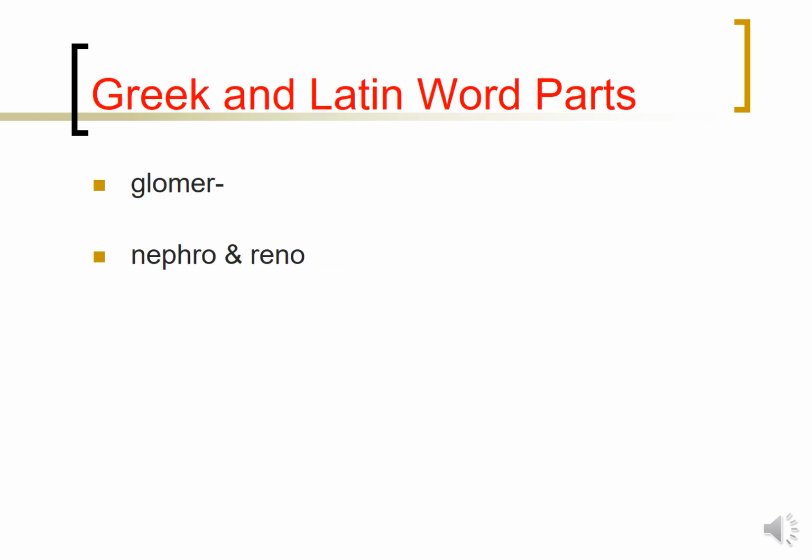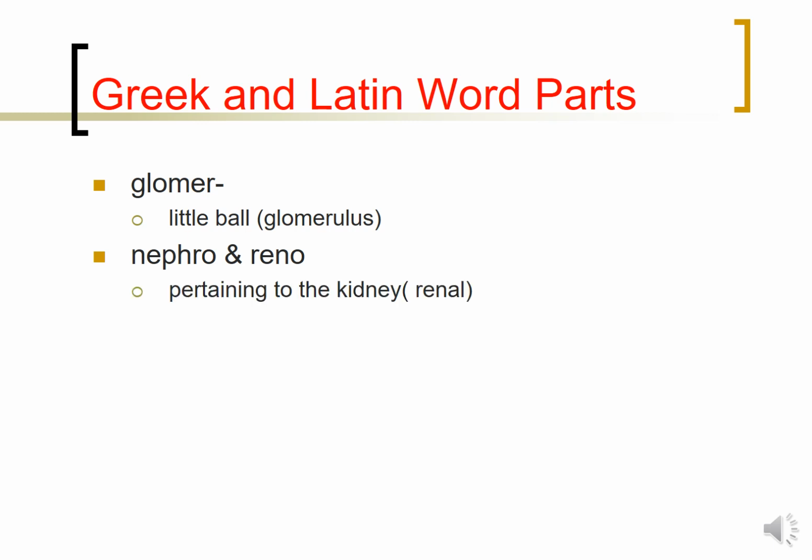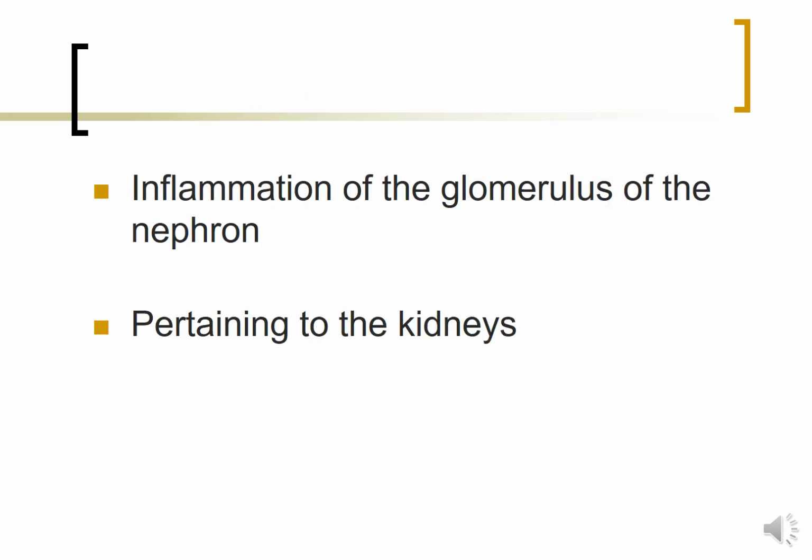Look at the Greek and Latin word parts. Glomer, meaning little ball, such as a glomerulus. Nephro and reno, pertaining to the kidney. An example would be the term renal. Inflammation of the glomerulus of the nephron is a disease known as glomerular nephritis.